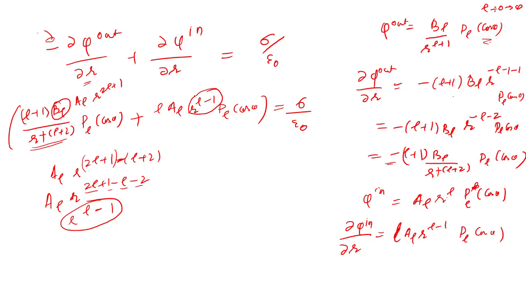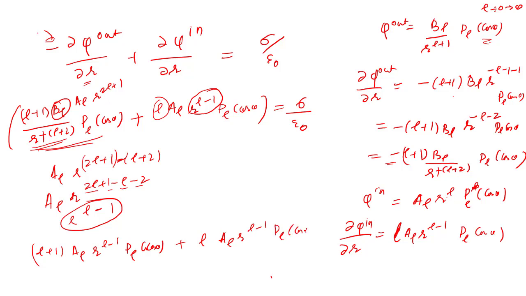So we would have something that looks like L plus 1 AL times r to the power L minus 1 PL of cosine theta here. And the next term is simply plus L times AL r to the power L minus 1 PL of cosine theta. So then you can pull out AL times r to the power L minus 1 as a constant, and recall that this is all at r is equal to R. This is the boundary condition.